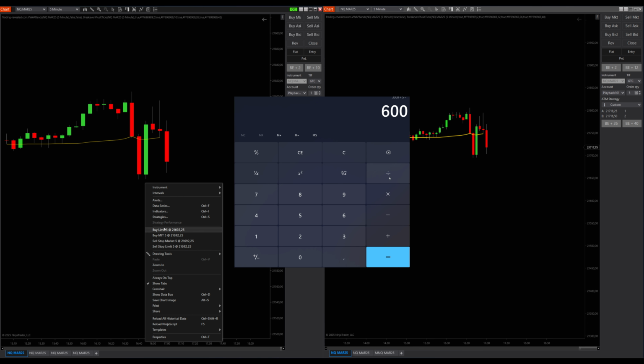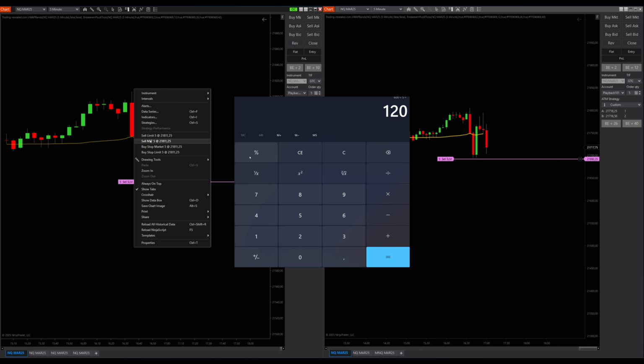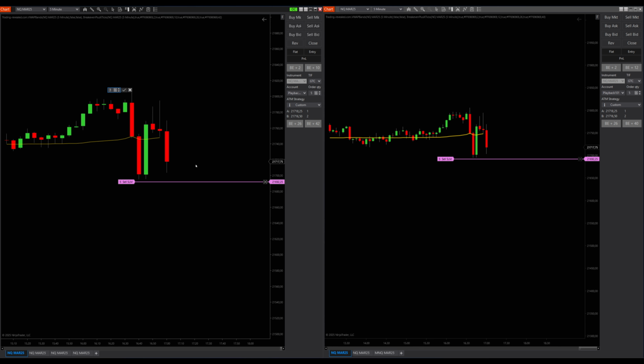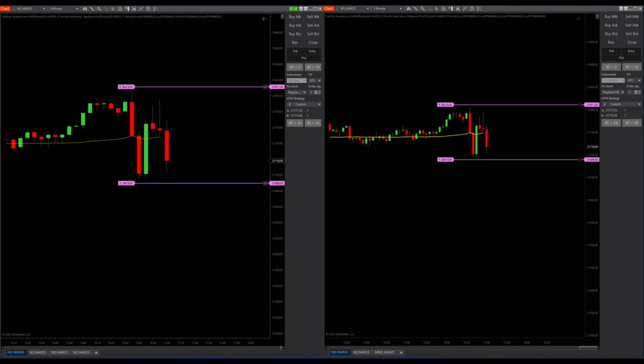Next, we need to check how many contracts we have available. We have 5, so we divide the 600 ticks by 5 contracts, which results in 120 ticks per contract. To cover commissions, I will add 3 extra ticks, bringing the target to 123 ticks per contract. Now, I will place my OCO order with 5 contracts and set the profit target for each contract to 123 ticks. Then, we just wait and see what happens when the news is released.